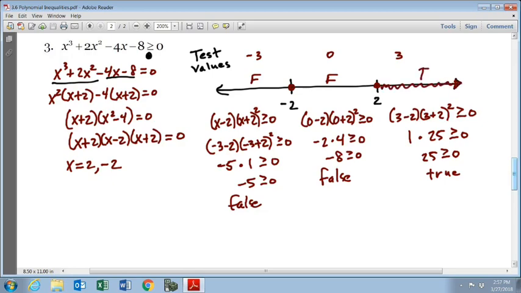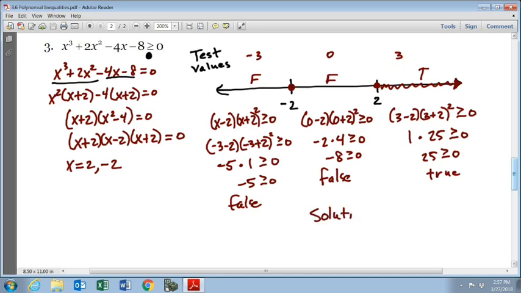And so be careful here, because the critical values are where we're equal to 0, and they're both going to be in our solution. So basically we've got -2 all by itself, and then we've got this interval from 2 to infinity.